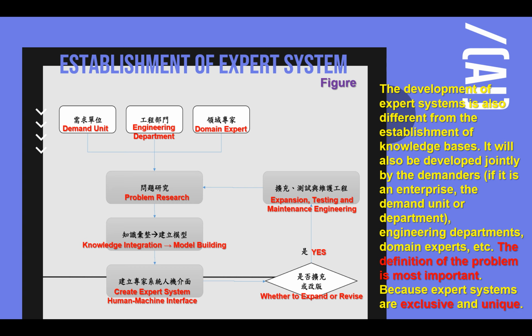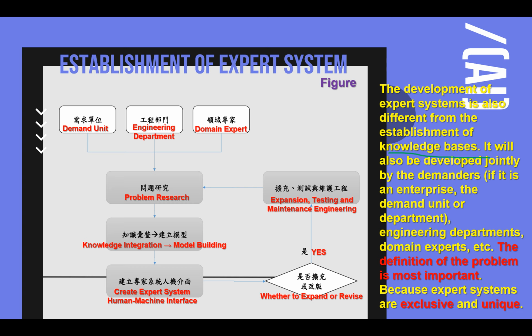And the development of an expert system is also different from the establishment of knowledge bases. It will also be developed jointly by the demanders, okay, if it is an enterprise, the demand unit or department, engineering departments, domain experts, etc. The definition of the problem is most important because expert systems are exclusive and unique.